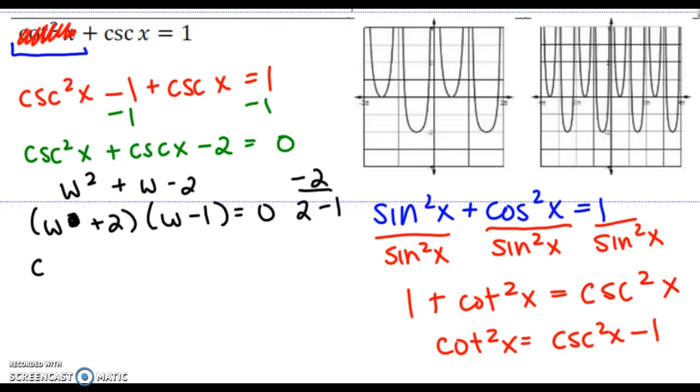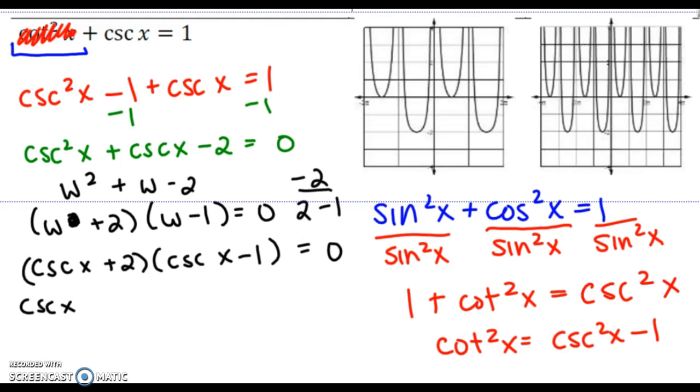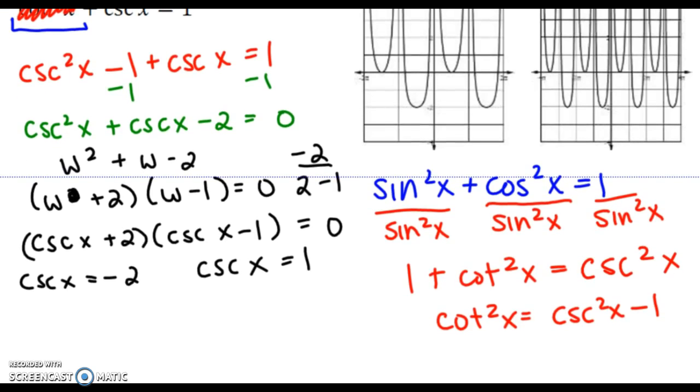So it's going to be cosecant of x plus 2, cosecant of x minus 1. Cosecant of x equals negative 2. Cosecant of x equals 1. Lovely, but that is what that bad boy factors down into.